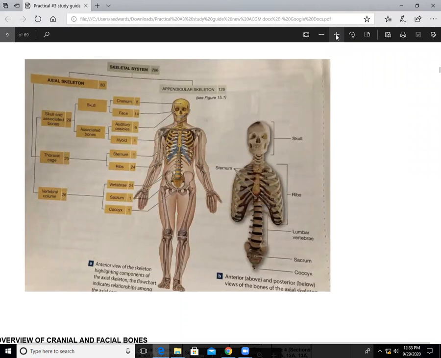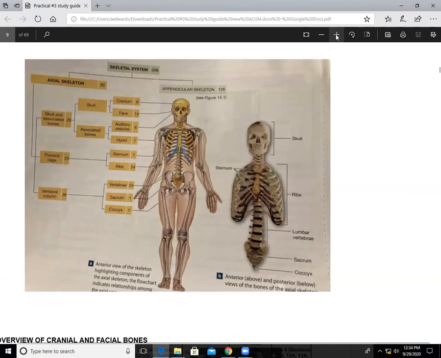Okay, so the skeletal system has 206 bones, okay? That number is probably going to show up, so try to remember that there are 206 bones in the human skeleton. We separate them out into the axial skeleton and the appendicular skeleton. We'll probably cover appendicular next time, or next week, depending on how far we get, but focus mostly this week on the axial skeleton. There are 80 bones in the axial skeleton, and it's composed of your skull and the associated bones with your skull, your thoracic cage, and your vertebral column, okay?